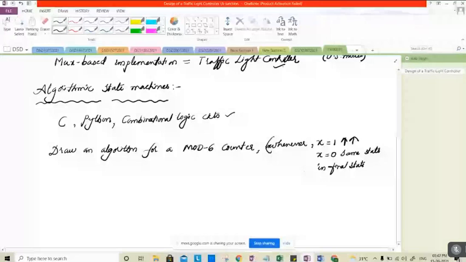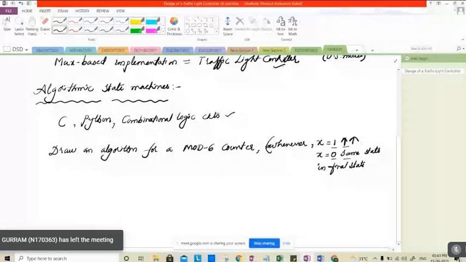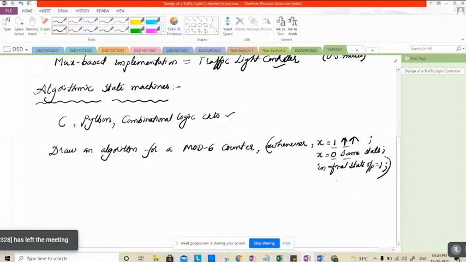Okay, sir. Right. So whenever x is equal to 1, up count. If x is equal to 0, the same state. And in the final state, output must be equal to 1. Final state or the highest state, whatever it may be. Now, can you draw a simple algorithm for a mod 6 counter? Please draw it in your notebooks.